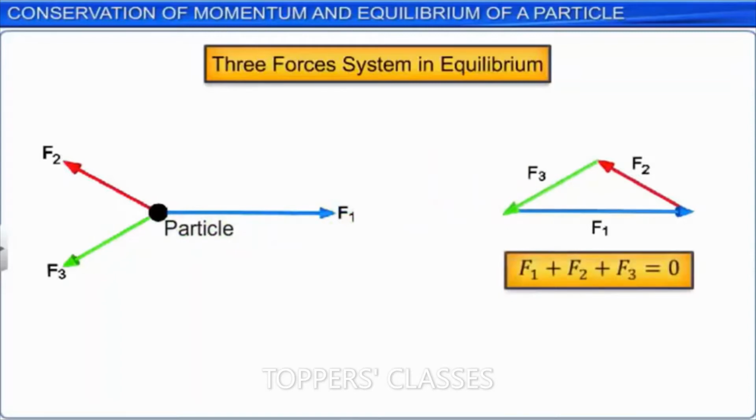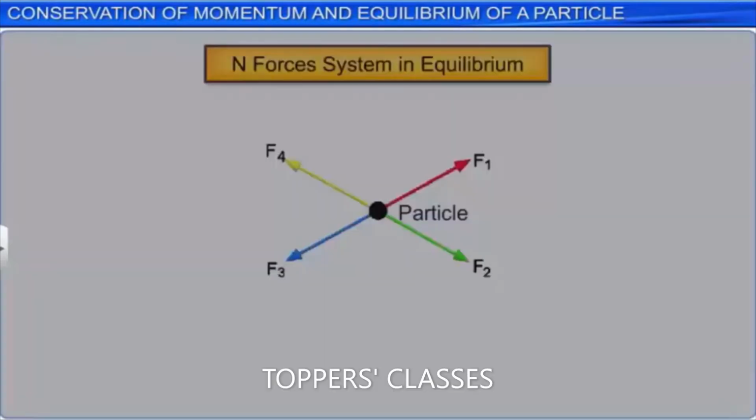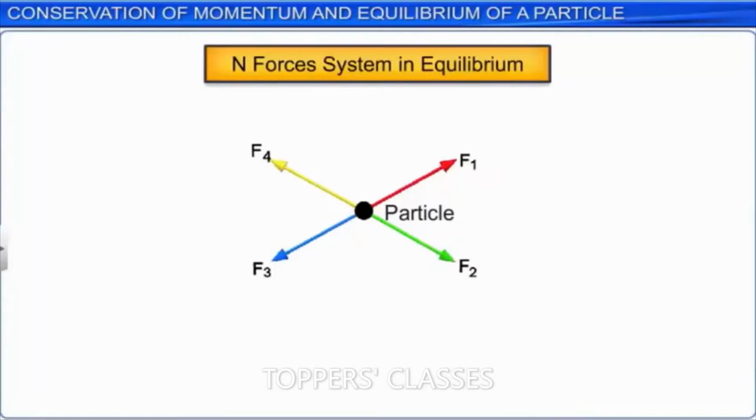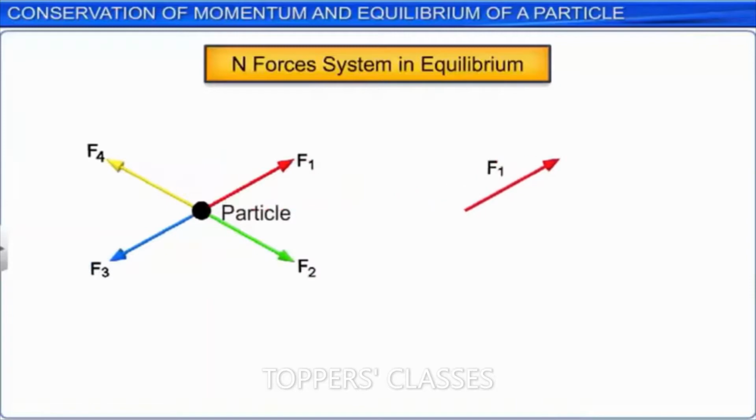The vector sum of the three forces must be equal to 0. When n number of forces act on a particle and keep it in equilibrium, the vector sum of the n forces must be equal to 0. The vector sum can also be determined making use of the three components of the forces. Sigma F is equal to 0. Sigma Fx is equal to 0. Sigma Fy is equal to 0. Sigma Fz is equal to 0.